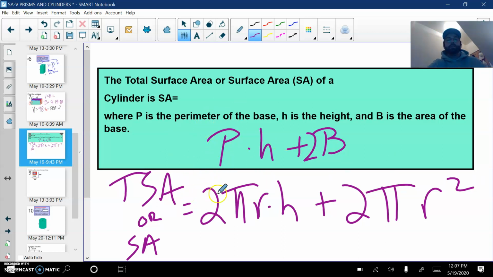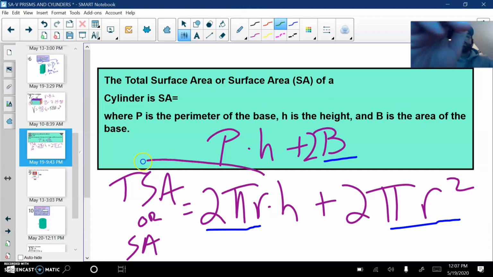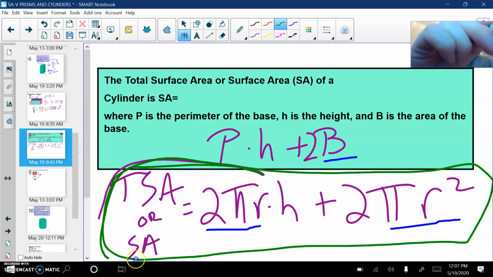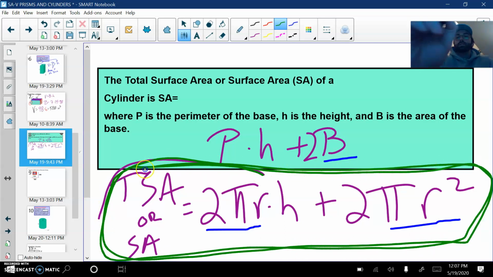Well, the perimeter of a circle is the circumference. The circumference is 2 pi r, so times the height gives 2 pi r h. The area of our base, well, our base is a circle. To find the area of a circle, I do pi r squared. So that is where this comes from. That's how they're related, except now we just use our properties of circles. This is how you would find the surface area of a cylinder.